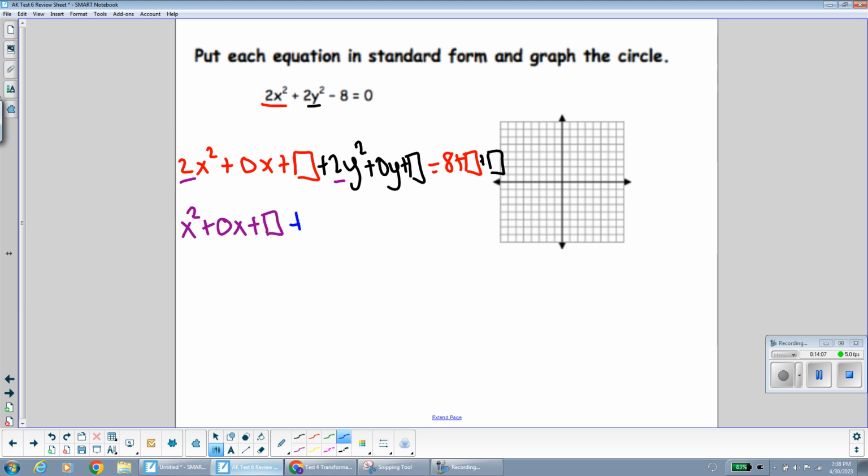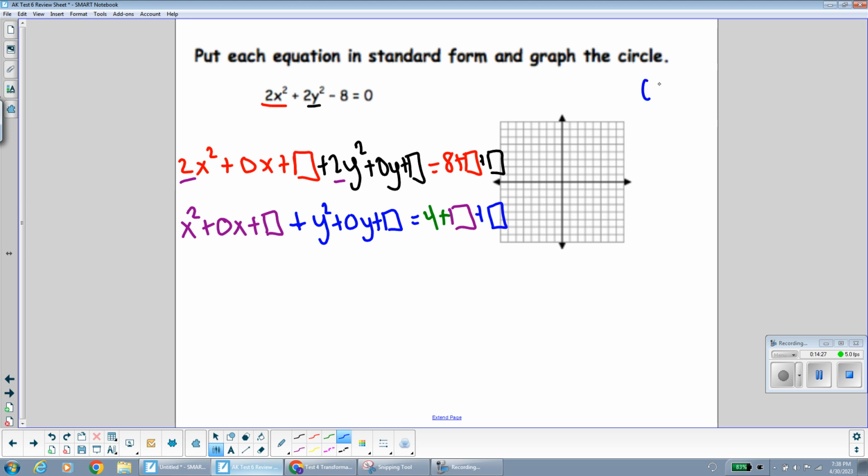2 divided by 2 is 1. So that's y squared. 0 divided by 2 is 0. So that's 0y. 8 divided by 2 is 4. And then our two numbers that are going to complete the square.